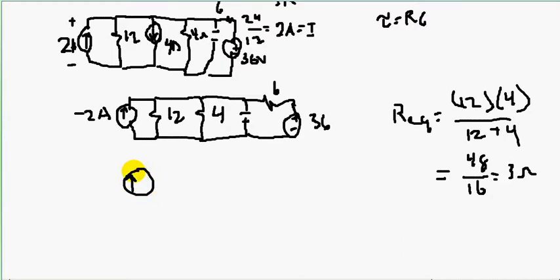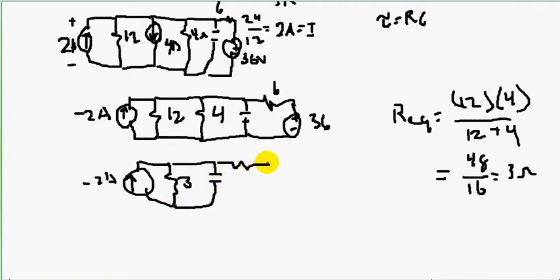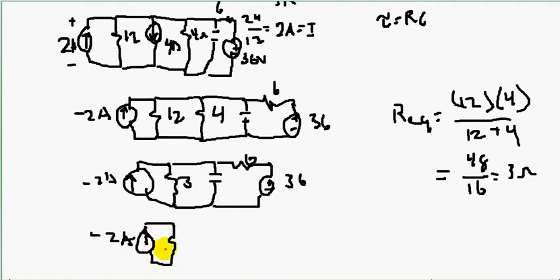So let's redraw the circuit. Negative 2 amps, 3 ohms, and our capacitor, 6 ohm resistor, and 36 volt voltage source. Now let's do source transformation on the right side of the circuit. So we have the 2 amp current source with this 3 ohm resistor.